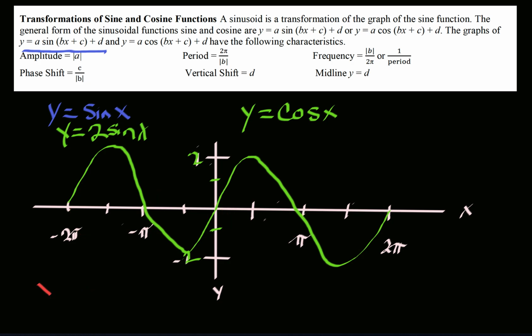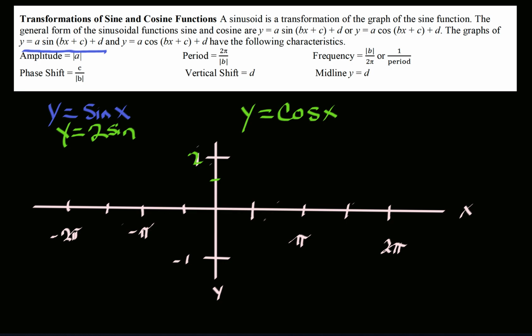The next part is a little bit more difficult when we're talking about, hey, what's going on here? And it's the period. All right, so if our sine function has a period of 2 pi, that means that's one whole period right there, going all the way to 2 pi.